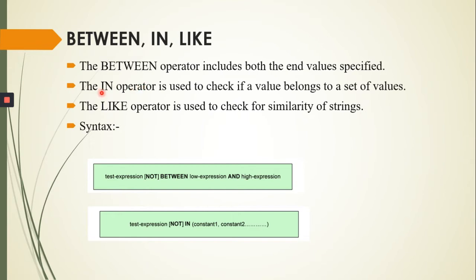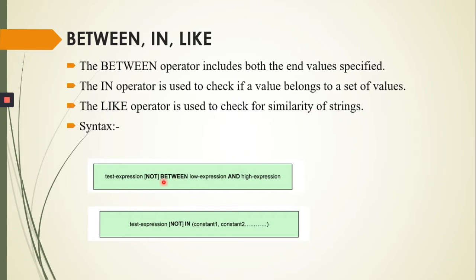Now second is the in operator. The in operator is used to check if a value belongs to a set of values. As the name suggests, the value belongs to a particular set of values. Next is the like operator. The like operator is used to check for similarity of strings.